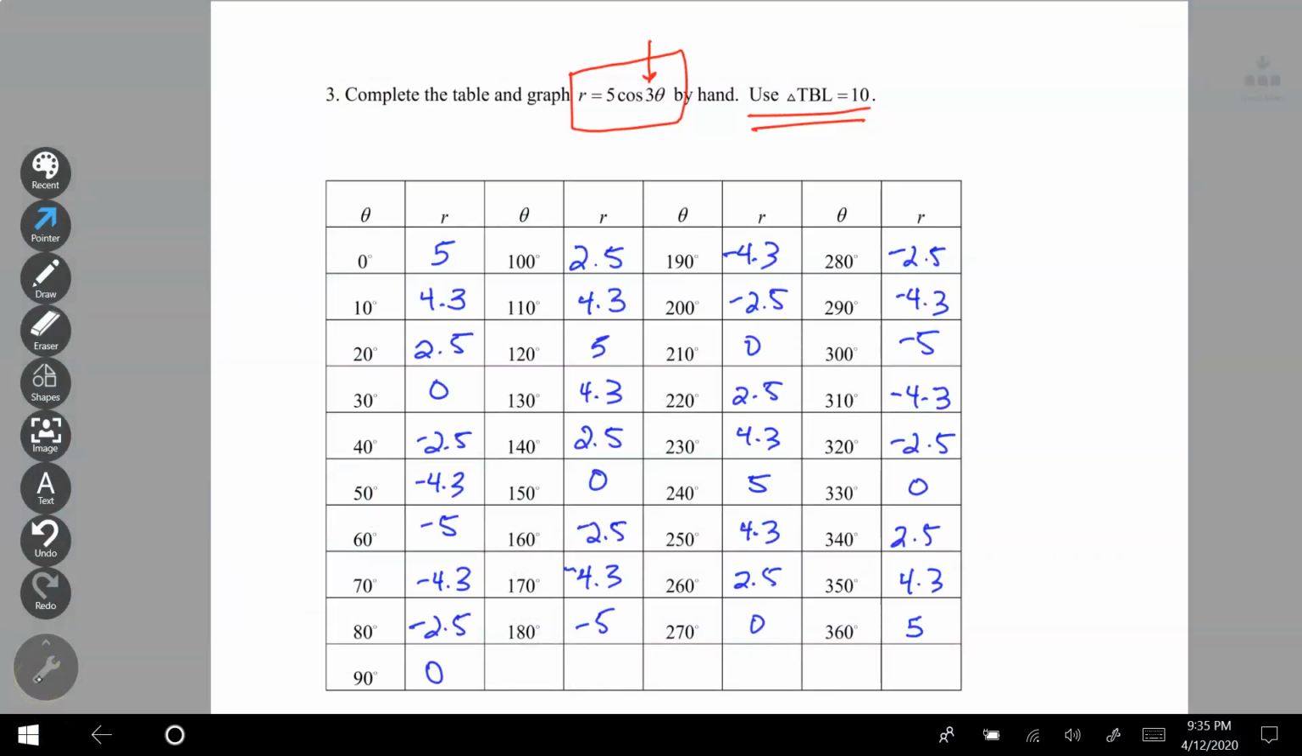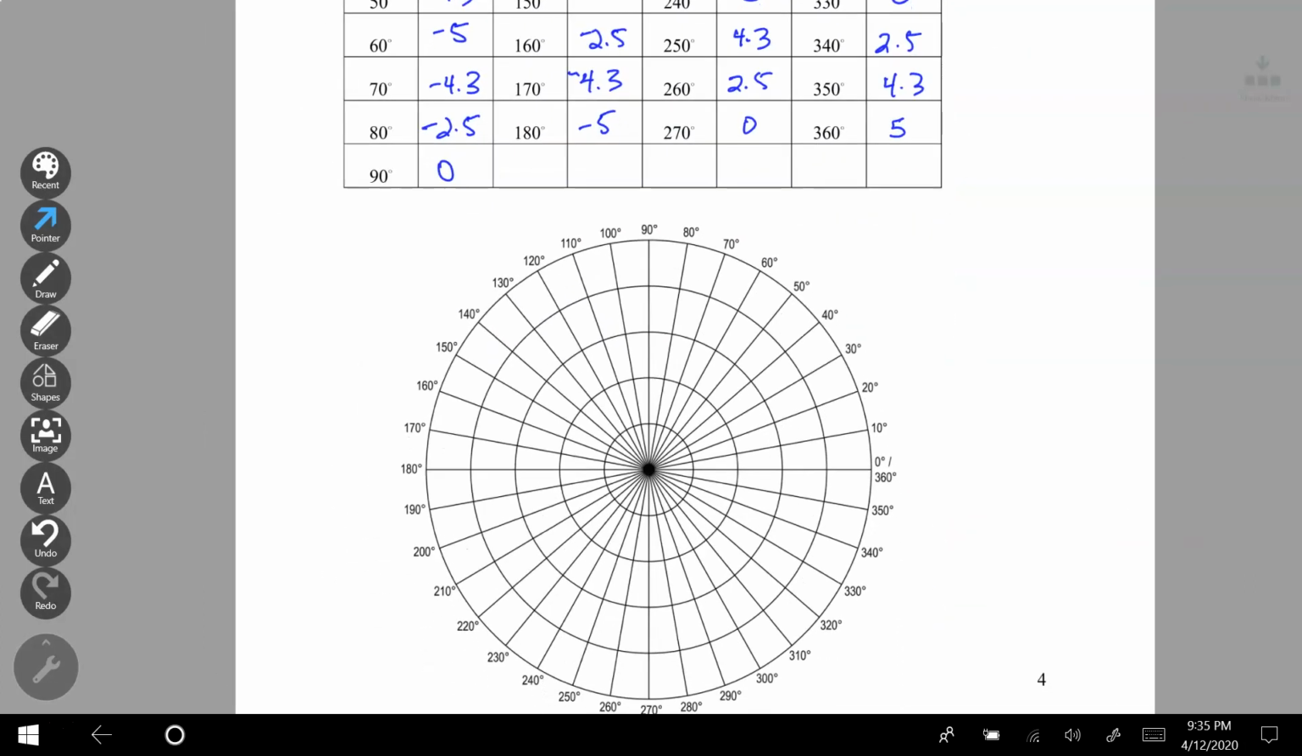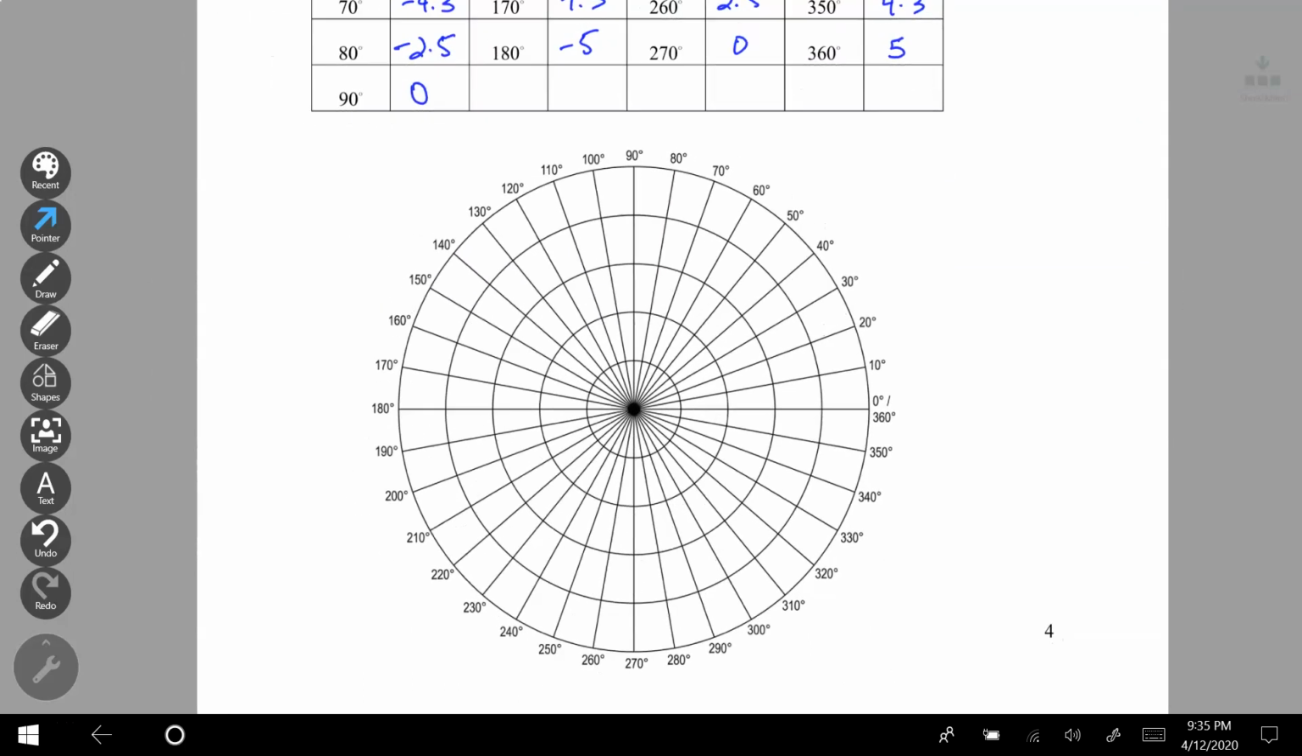Okay, I completed my table by using my graphing calculator. I'm going to use all these values and plot all these r's and thetas. Here's my table, but for me to be able to do all this, I'm going to plot it on this grid below. Okay, so I can't really see both at the same time.